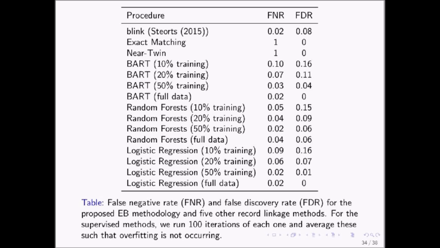And of course, it's important to note here that this is already an unfair comparison, because Blink is completely unsupervised, whereas the other methods, such as BART, random forest, and logistic regression, are supervised. You're giving them, at the very minimum here, 10% training data.